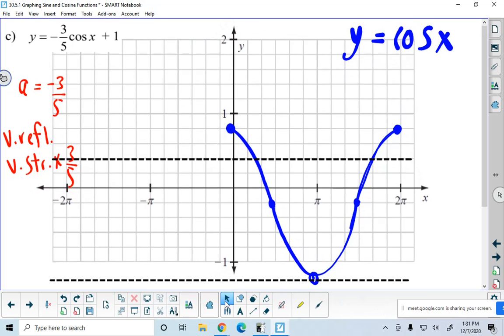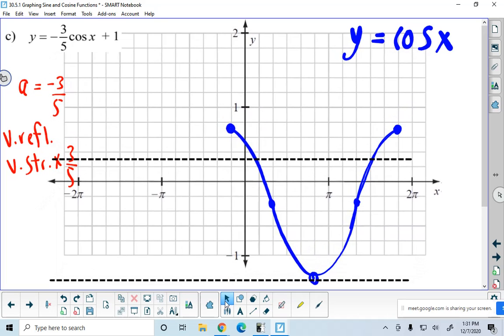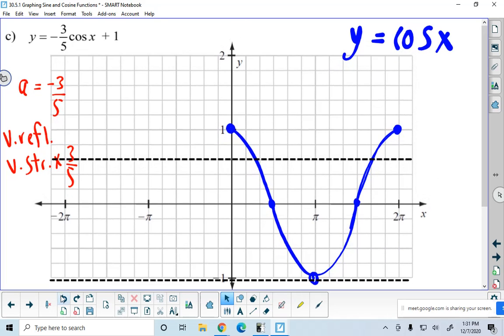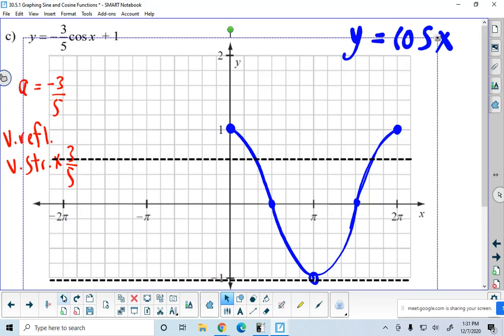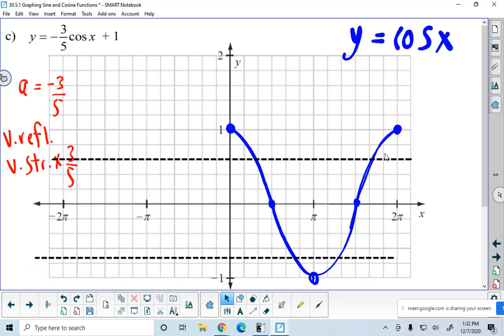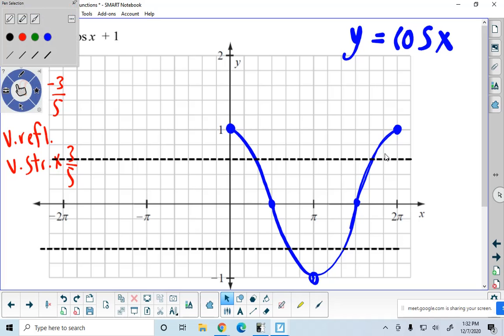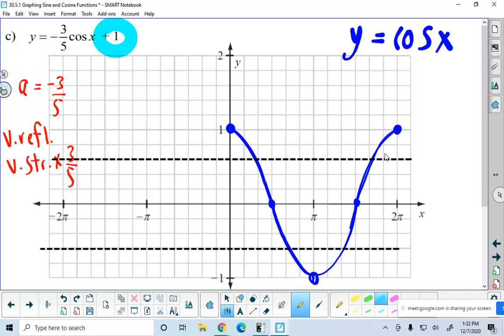The minimum, instead of being at -1, it's going to be at -3/5. So if I were to sketch this -3/5 cos x, and I'm not talking yet about this +1 at the end, okay? I'm going to show you how we can do it all in one shot. So maybe what you should do is just stop writing for a few minutes here.